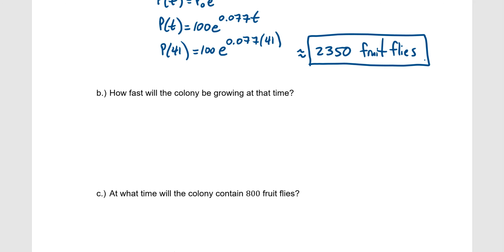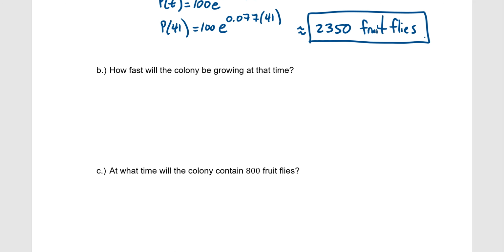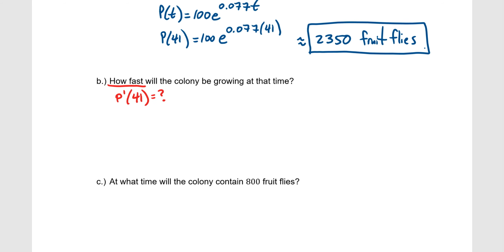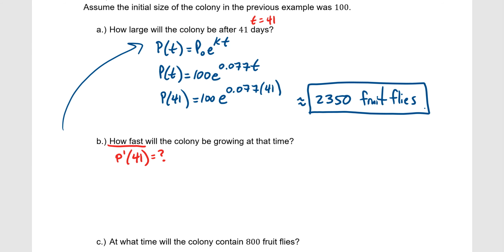Okay, and then question B says, how fast will the colony be growing at this time? As soon as you see how fast, you should be thinking about the derivative. And at that time t equals 41. So we are looking for P prime of 41. We have our function, which is P of t right here. We could take the derivative of that and plug in 41. Or we can use the shortcut.